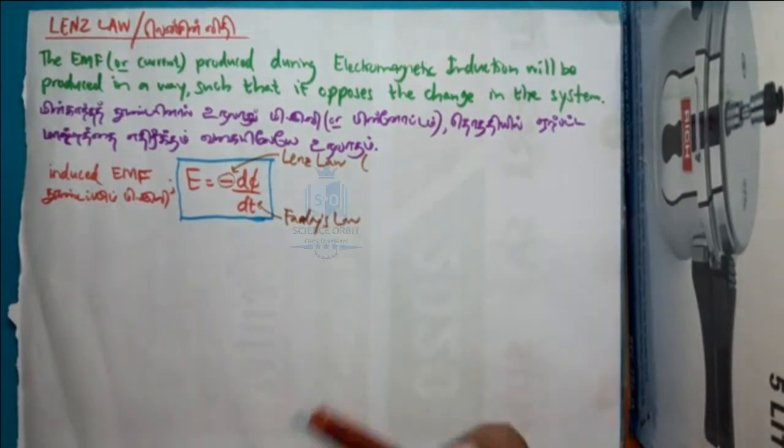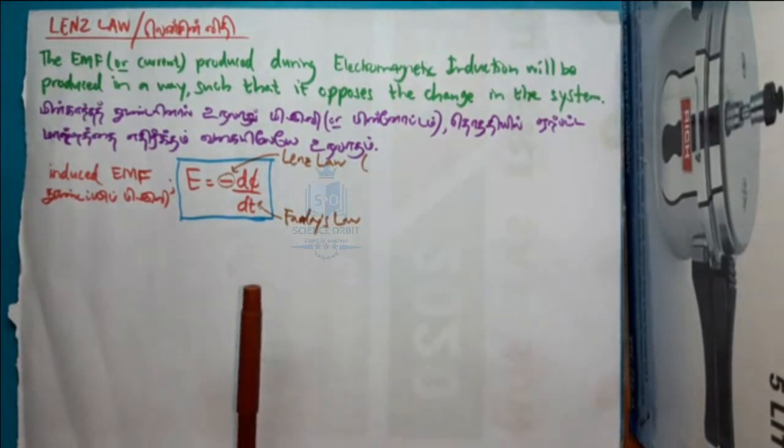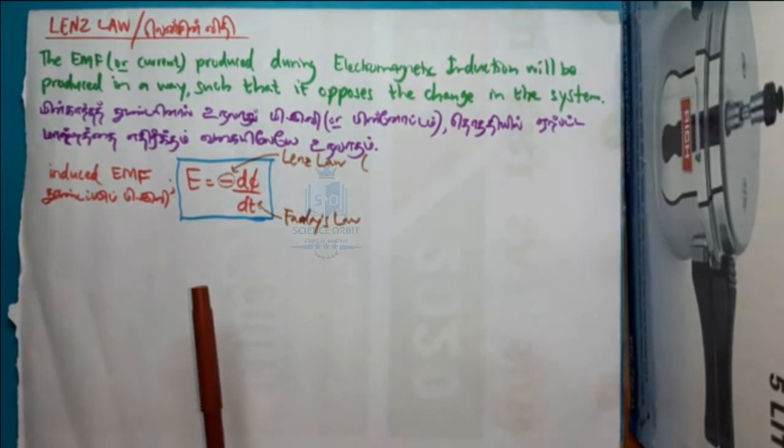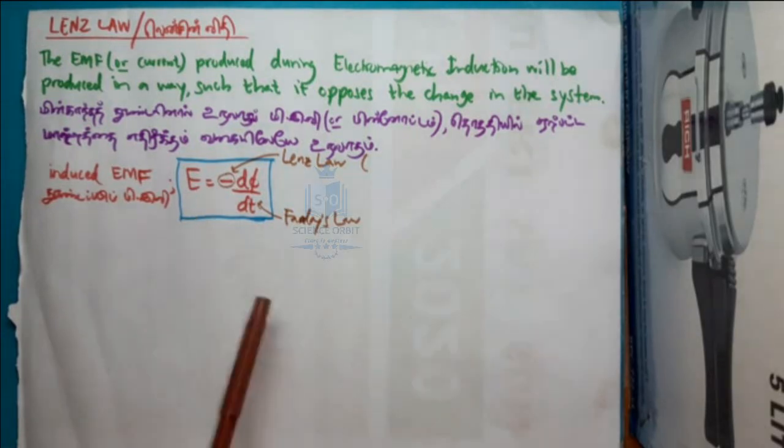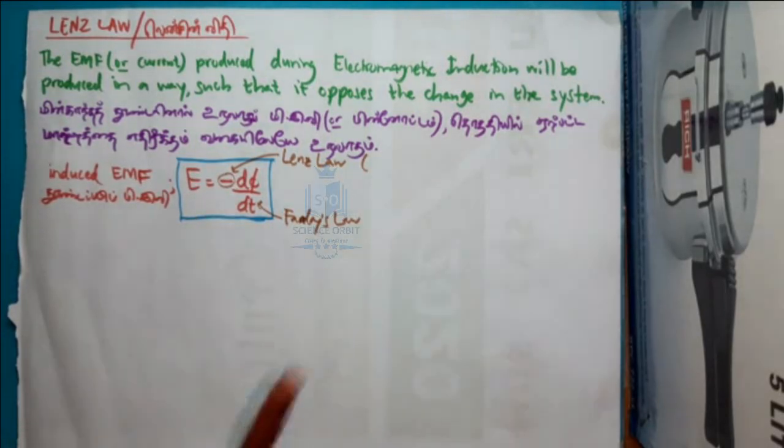We are talking about direction. That doesn't mean that electromotive force is a vector. Remember, electromotive force is not a vector, but it can be in clockwise direction or anti-clockwise direction. To decide that only we use Lenz's law, and to find the magnitude we use Faraday's law.